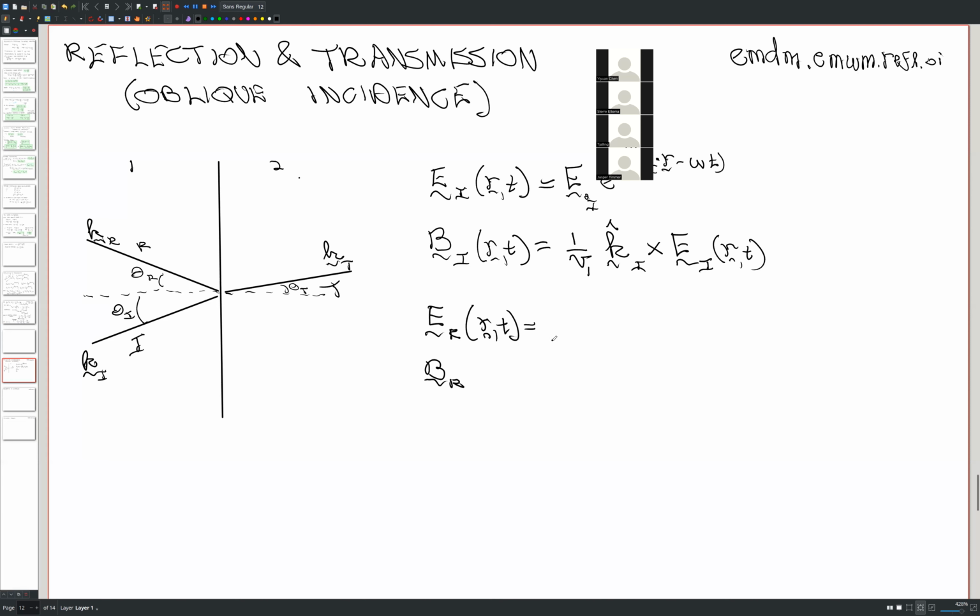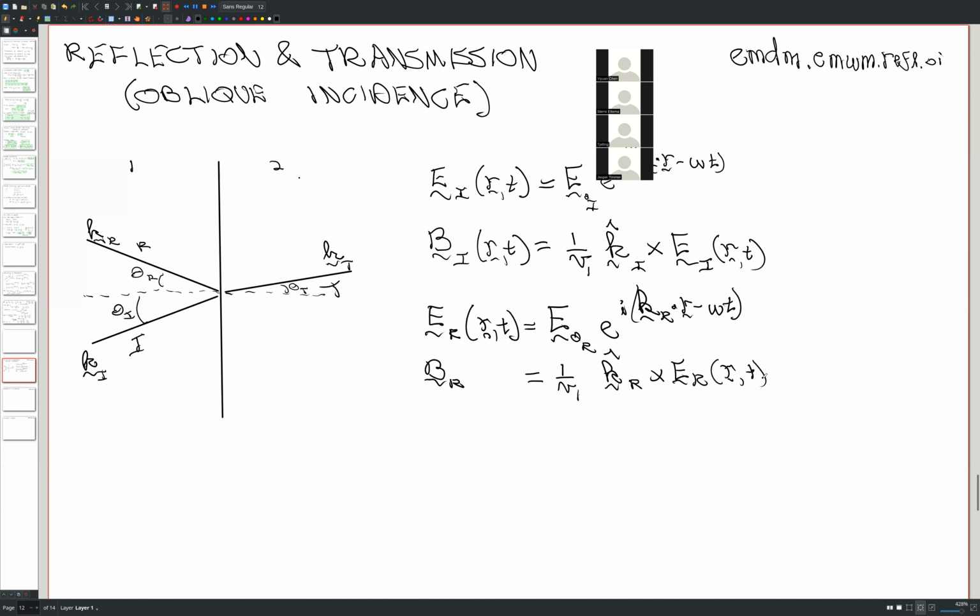E reflected at R and T is equal to E0 reflected, e to the i (k reflected dot R minus omega t). And B is just 1 over V1, k hat reflected cross E reflected. Okay, so that's just the same thing.